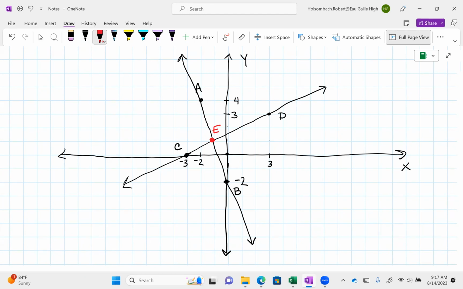Everybody okay with that? Getting a couple of lines on the coordinate plane and then determining the point of intersection and labeling that point. Any questions on anything we've talked about today? Okay, then let's flip the page.